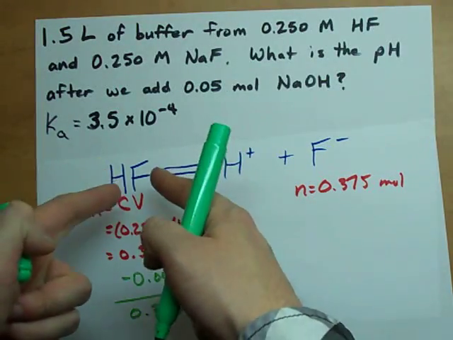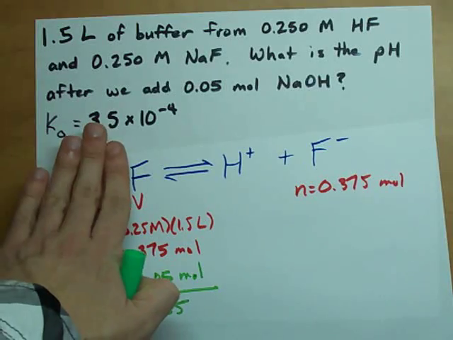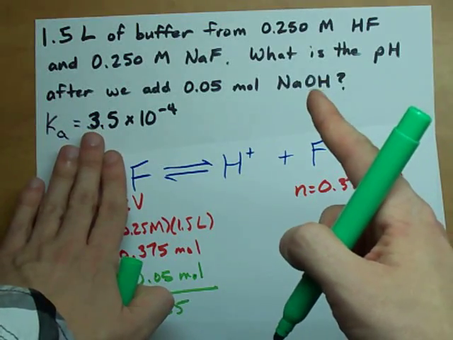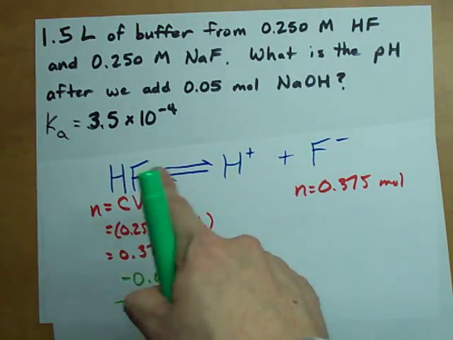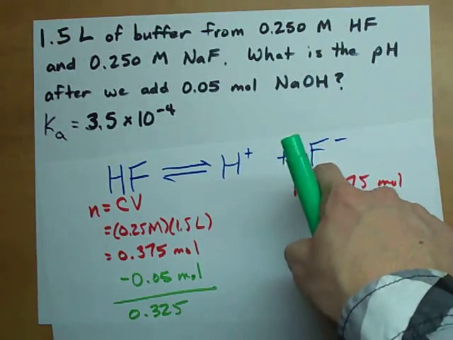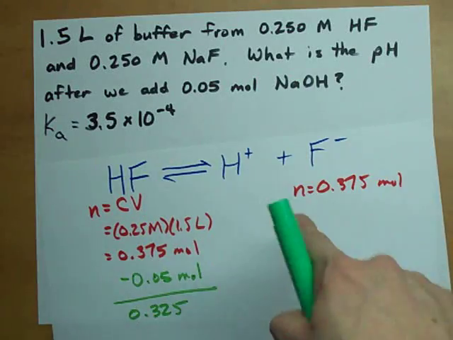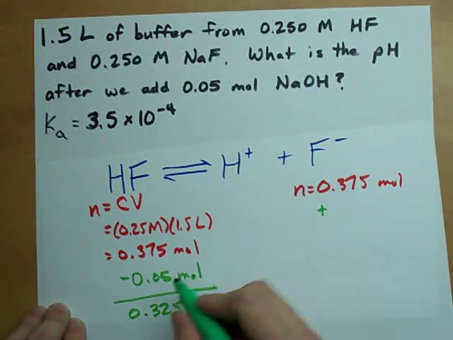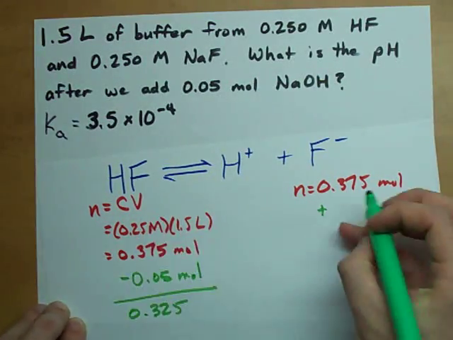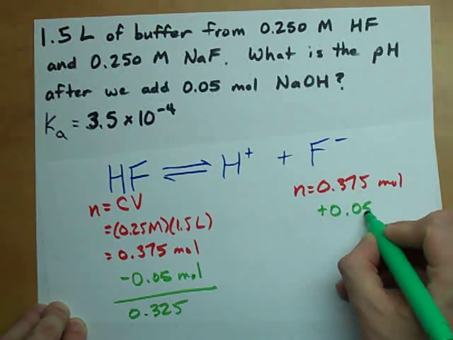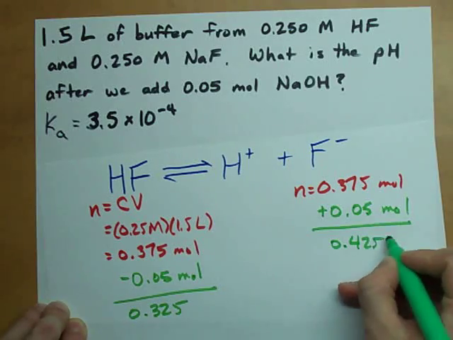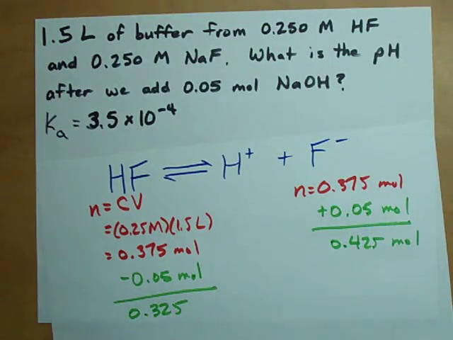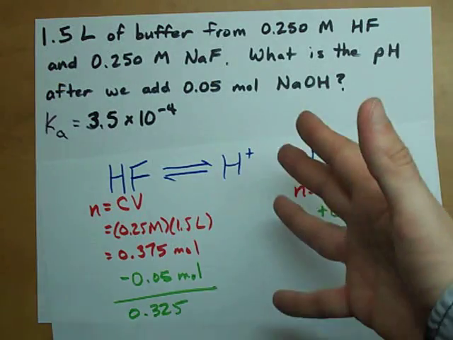And where does that acid go? Well, the H reacts with the OH here to make H2O. That's called neutralization. And this F becomes the conjugate base because you added base. Get it? Anyways, if you lost 0.05 moles of acid, you gain 0.05 moles of the conjugate base, and you end up with 0.425 moles of it. That's all well and good, but how's that going to help us find the pH?